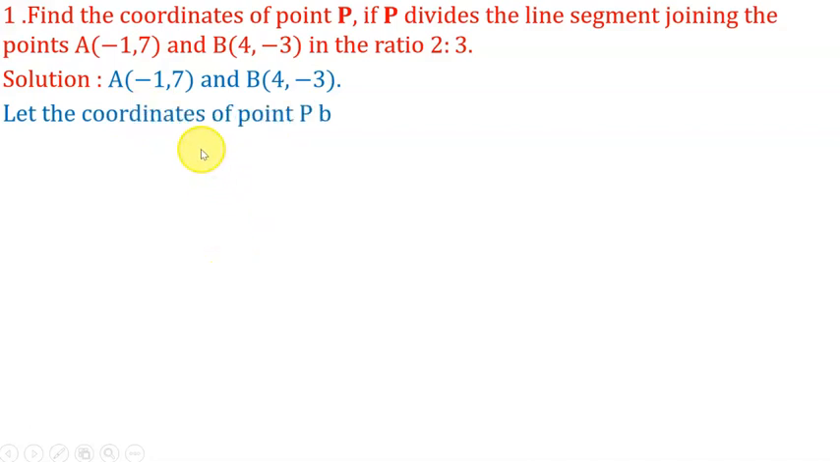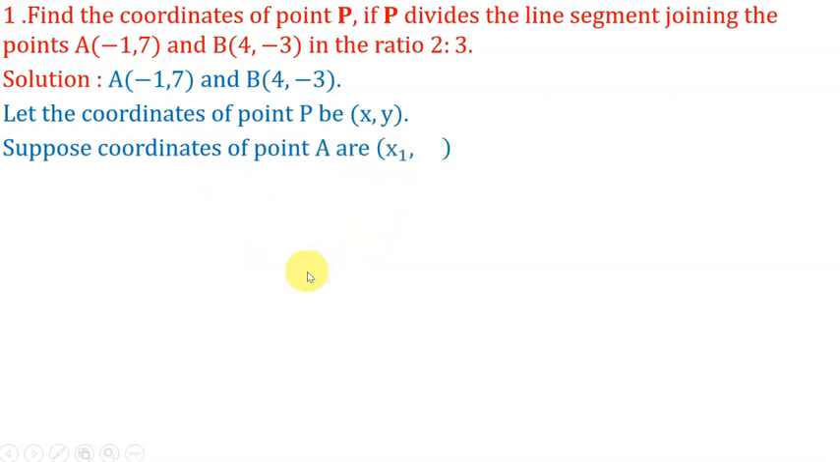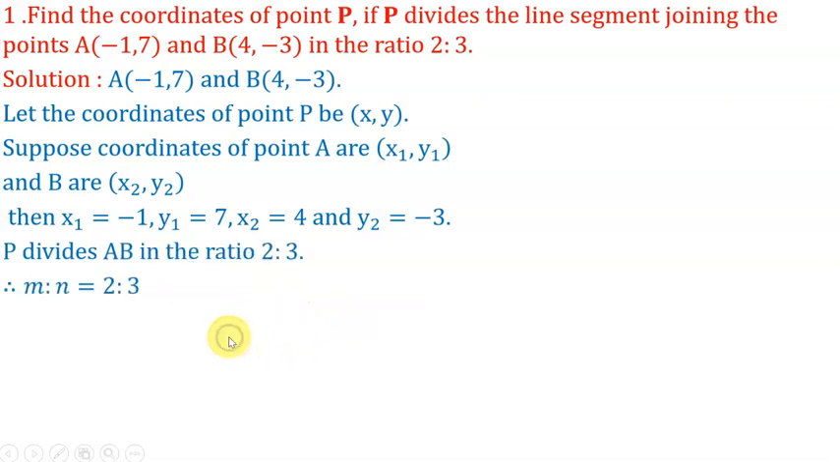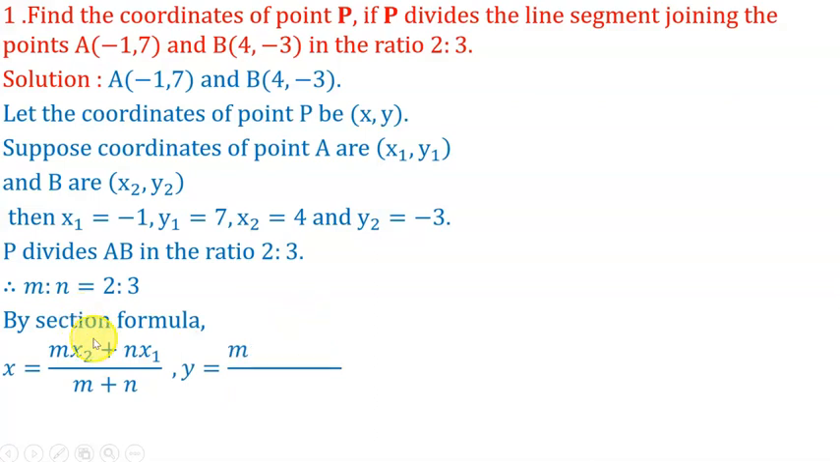Let the coordinates of point P be (x, y). Suppose coordinates of point A are (x1, y1) and B are (x2, y2). Then x1 is -1, y1 is 7, x2 is 4, y2 is -3. P divides AB in the ratio 2:3, that is m:n is 2:3. By the section formula, x is equal to (m x2 plus n x1) upon (m plus n), and y is equal to (m y2 plus n y1) upon (m plus n).